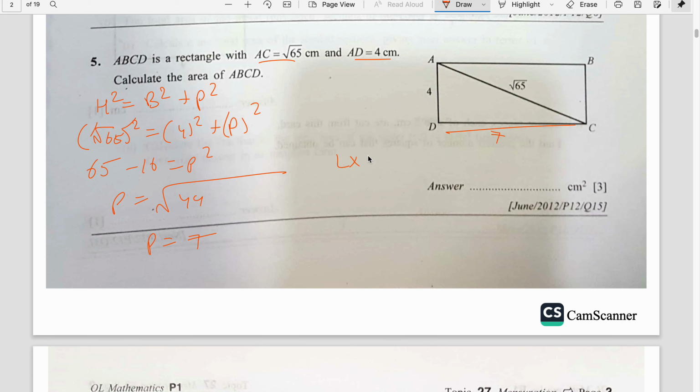So area is length into breadth. 4 into 7 is 28.